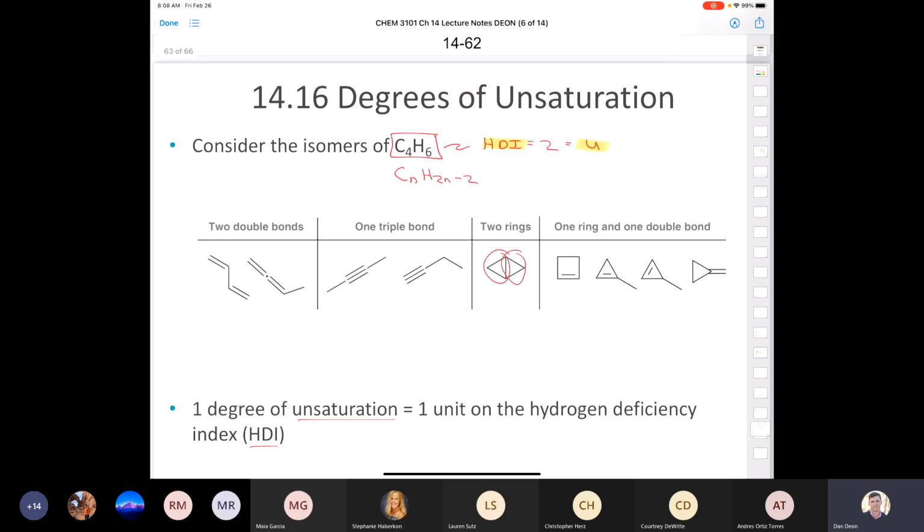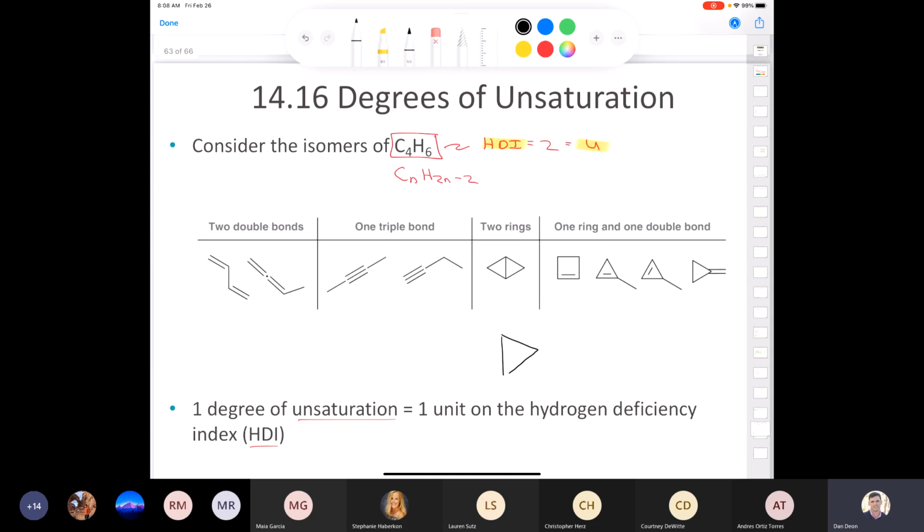And if you don't believe me, if you're a little bit unsure about that, what you could do is just redraw the whole compound out, and you could draw all the hydrogens in if that helps you. We have 2 here, we have 2 here, and we have 1 here, and we have 1 here. So we have a total of 4 carbons and 6 hydrogens. Trust me, it's going to work every time.